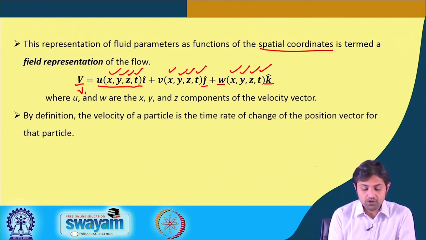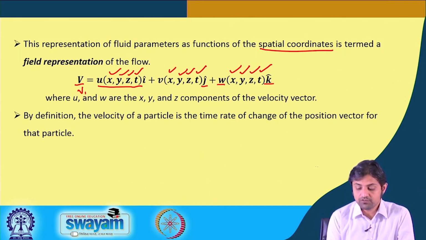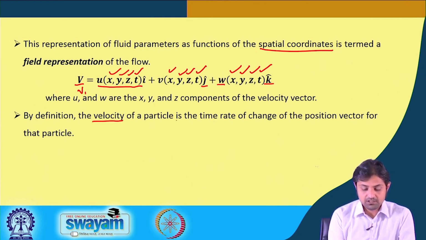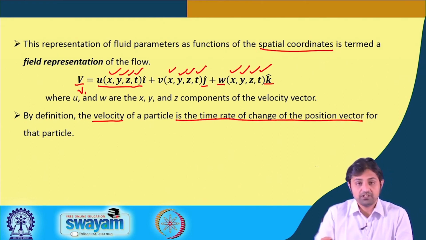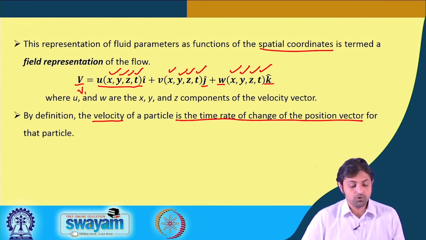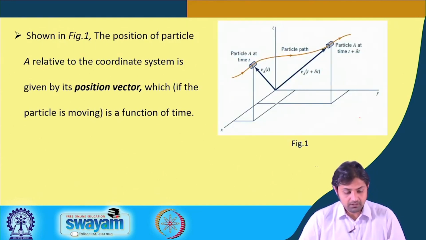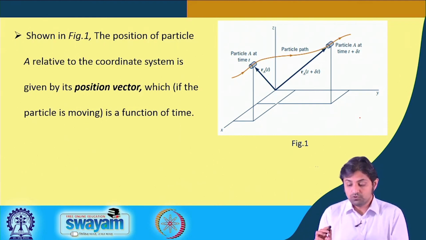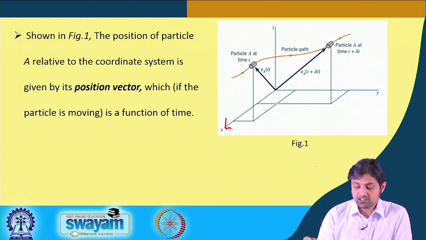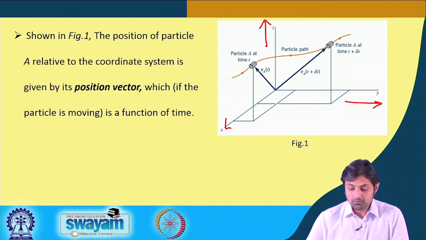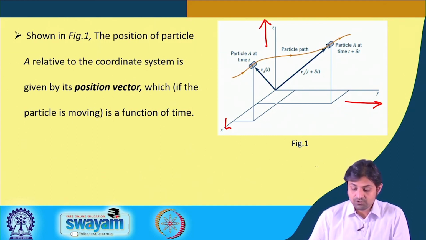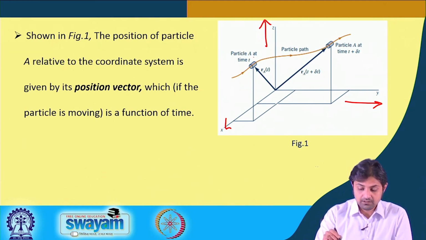By definition, the velocity of the particle is the time rate of change of the position vector for that particle. So, the velocity is the time rate of change of the position vector for that particular particle. This you already know. There is one figure here. As you look into the figure, x axis is in this direction, y axis is in this direction and z axis is in this direction. The position of the particle A, so A is our particle here.